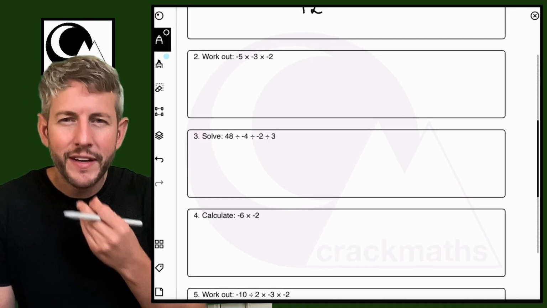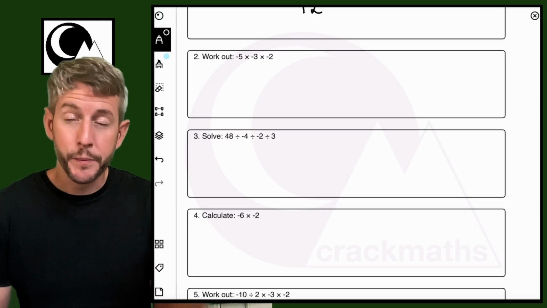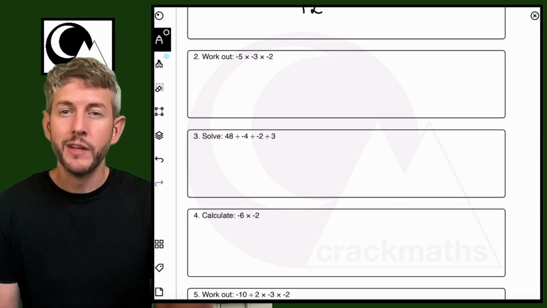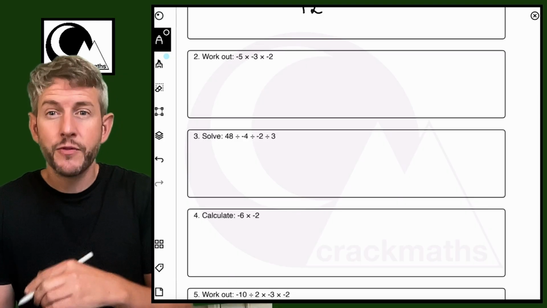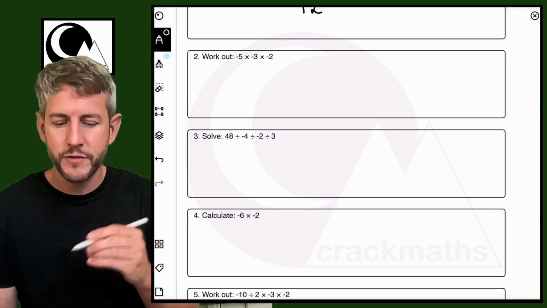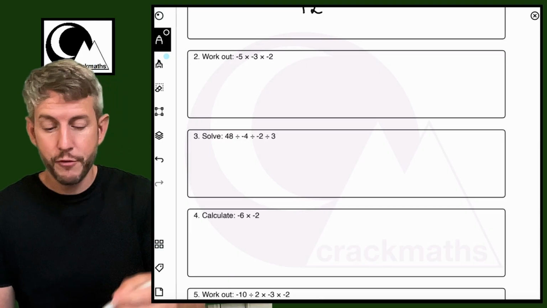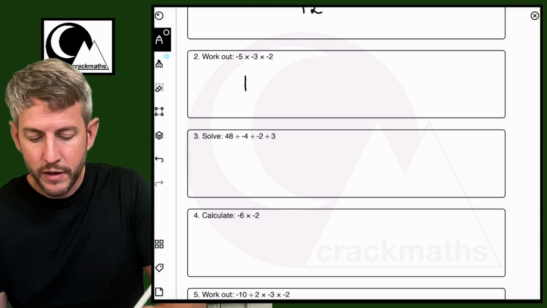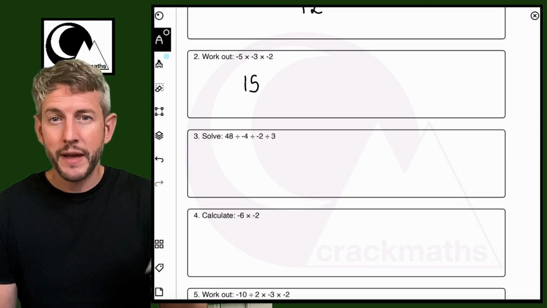Question 2, we have negative 5 times negative 3 times negative 2. Okay, it's all multiplication, so we're just going to do it in pairs, working from left to right. First of all, let's work out negative 5 times negative 3. Well, negative 5 times negative 3 is actually going to be positive 15, because if we have a negative multiplied by a negative, it makes the answer positive.